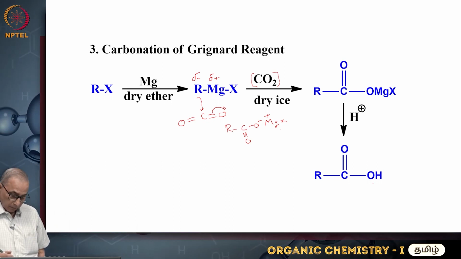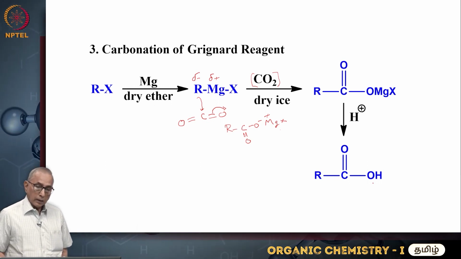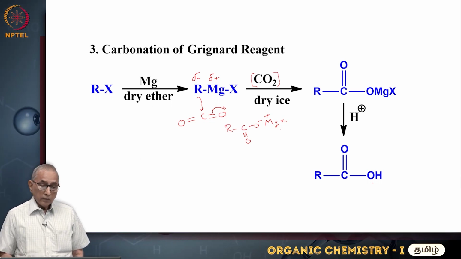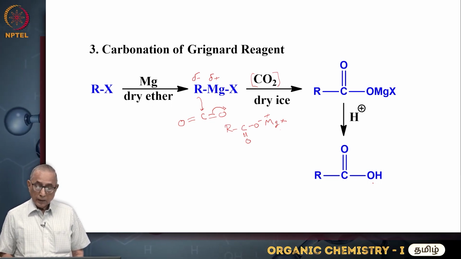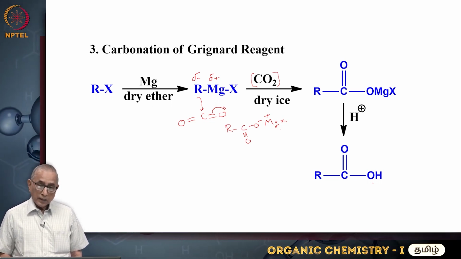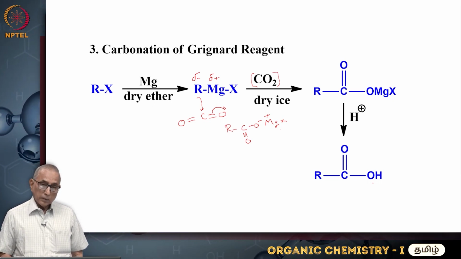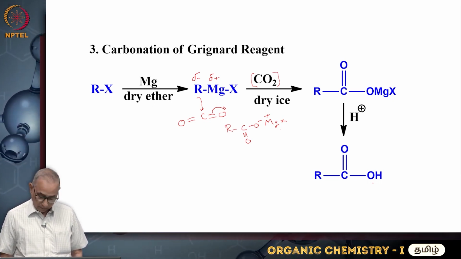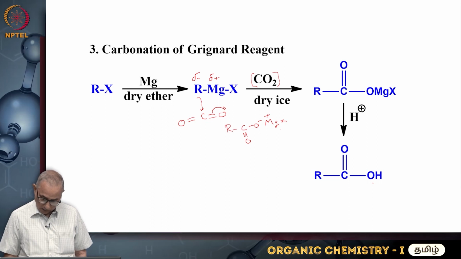This is a very important laboratory method. For small quantities in the lab, prepare the Grignard reagent and add to carbon dioxide. But the reaction has to be done very carefully. The Grignard reagent has to be prepared with dry ether. If there is even a little water, the reaction will not come out properly.